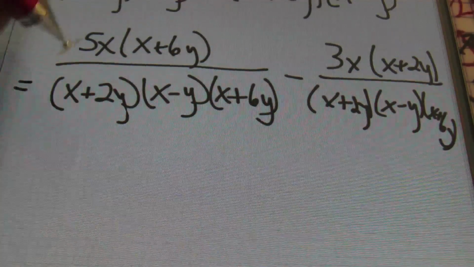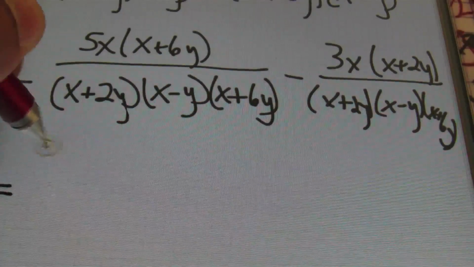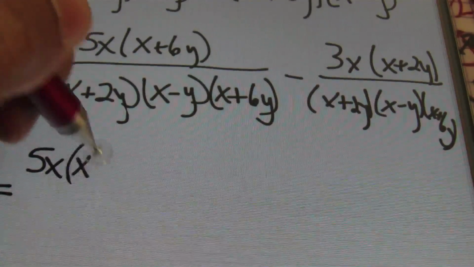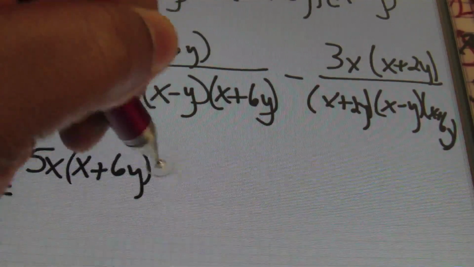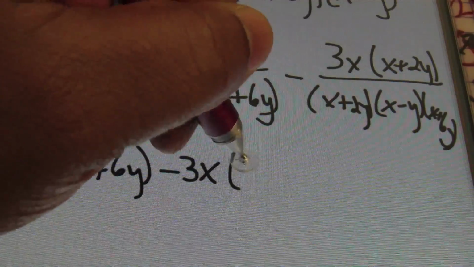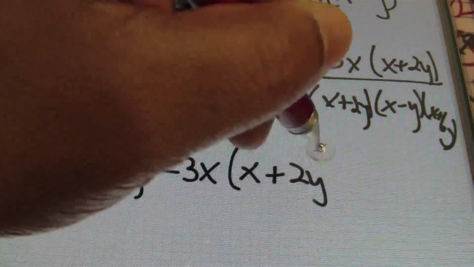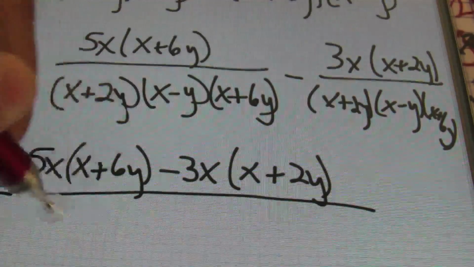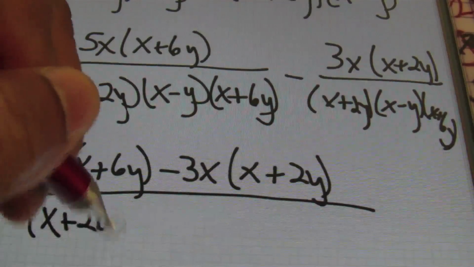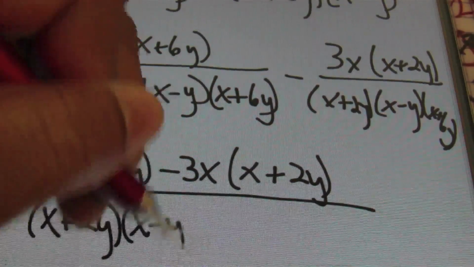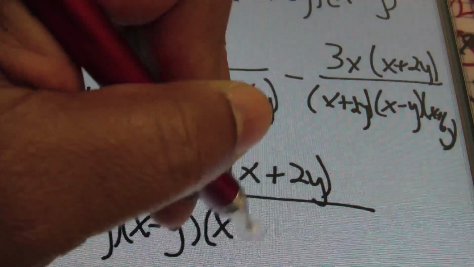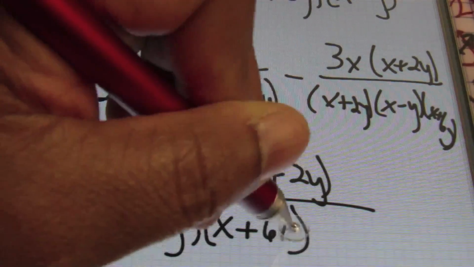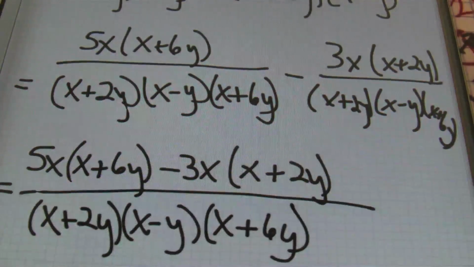All right, so rewriting this, I'll have 5x times x plus 6y minus 3x times x plus 2y all over my lowest common denominator, which is x plus 2y times x minus y times x plus 6y. All right, and that's what I have thus far.